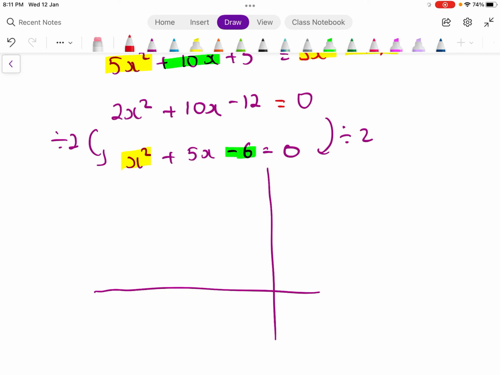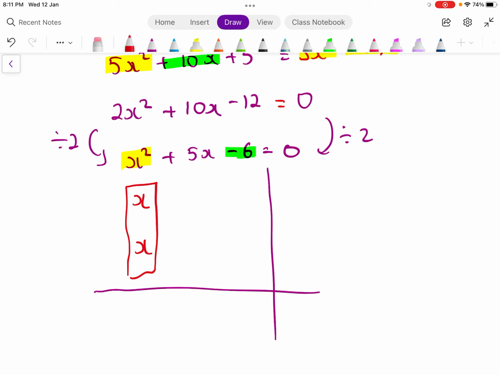Alright, so what should I write here? I should write x squared. How do I decompose my x squared? I can use x times x. There's only one way to do it, so it's x multiplied by x.